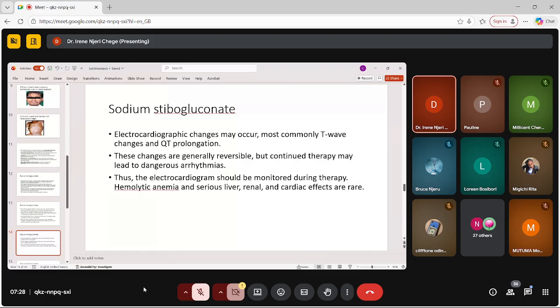So this is the structure of sodium stibogluconate, Pentostam. Pentostam is the brand name, and as you can see there, it has this stibogluconate species that will be converted to the active form by a reductase enzyme.